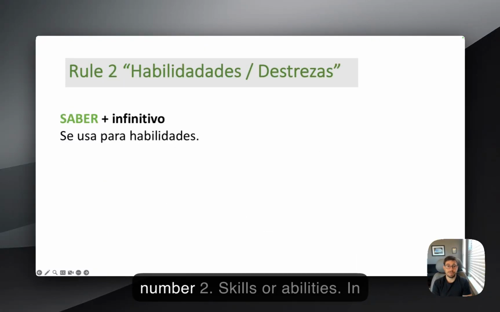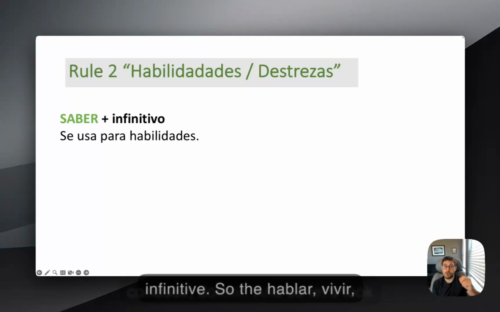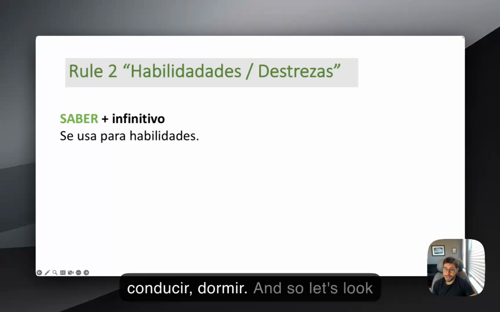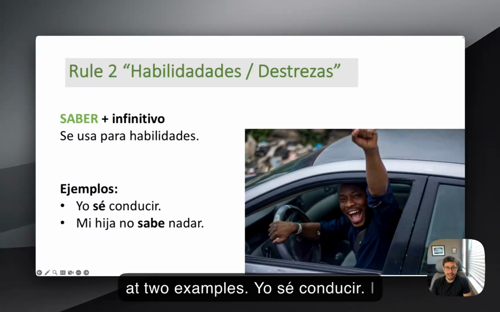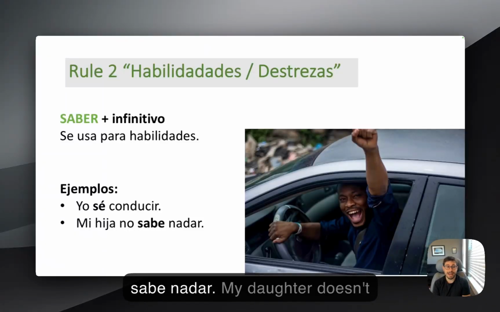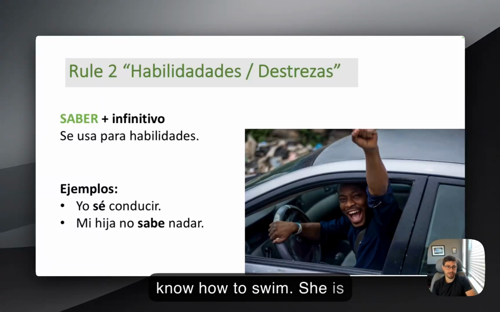Rule number 2, skills or abilities. In this case, we use saber plus infinitive, like hablar, vivir, conducir, dormir. Let's look at 2 examples. Yo sé conducir, I know how to drive, or mi hija no sabe nadar. My daughter doesn't know how to swim. She is learning.